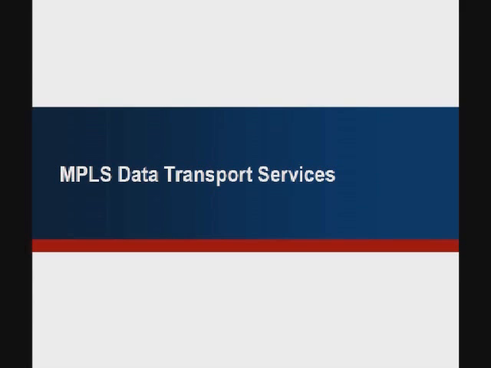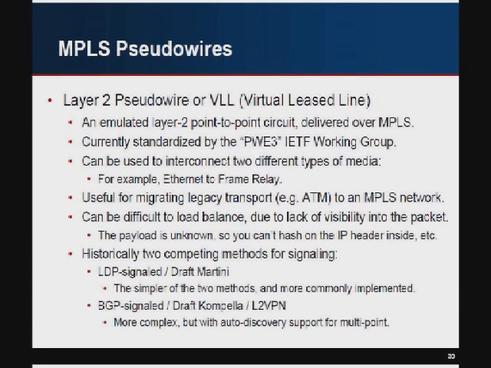The other big thing people use MPLS for besides traffic engineering is data transport services. The most simple data transport service is called an MPLS pseudowire. Just a layer 2 pseudowire, or sometimes it's called a VLL, which is a virtual leased line. Basically, it's just an emulated layer 2 circuit delivered over MPLS. It's currently standardized by the IETF working group PWE3, which stands for pseudowire emulation edge to edge.